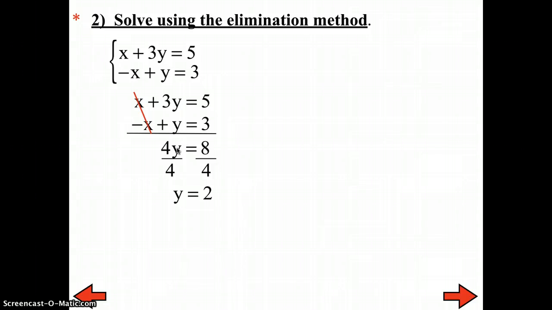Technically, that concludes the elimination method. Right now, you're going to use the substitution method. You're going to substitute 2 in for all of your y's. You get to choose whether you want to use the first equation or the second equation. I personally chose the first equation because everything is positive, and I feel I'm less likely to make a mistake when I'm working with positive numbers.